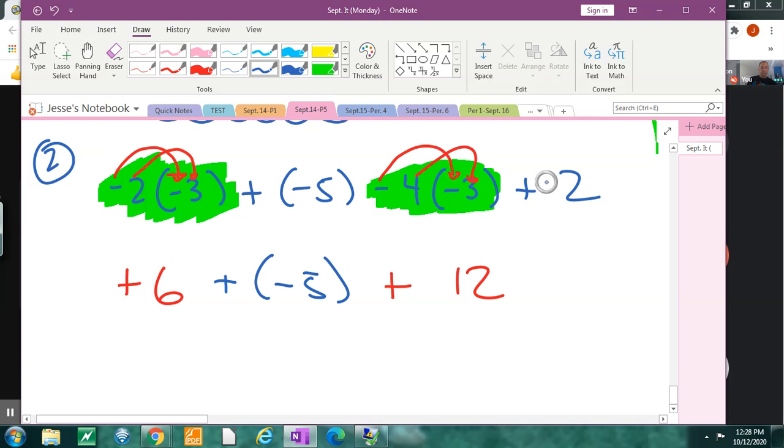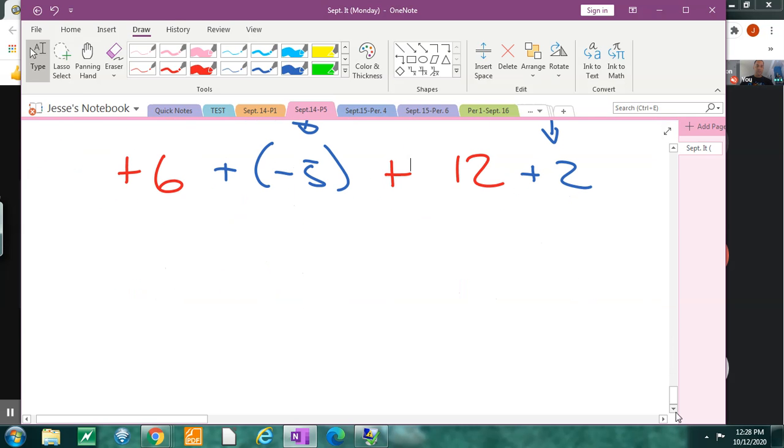What happens to this +2? What happens to it? Yeah, you just drop it down. +2. All right. So now you could do the T-chart, or combine all the adding. So whatever you want to do.